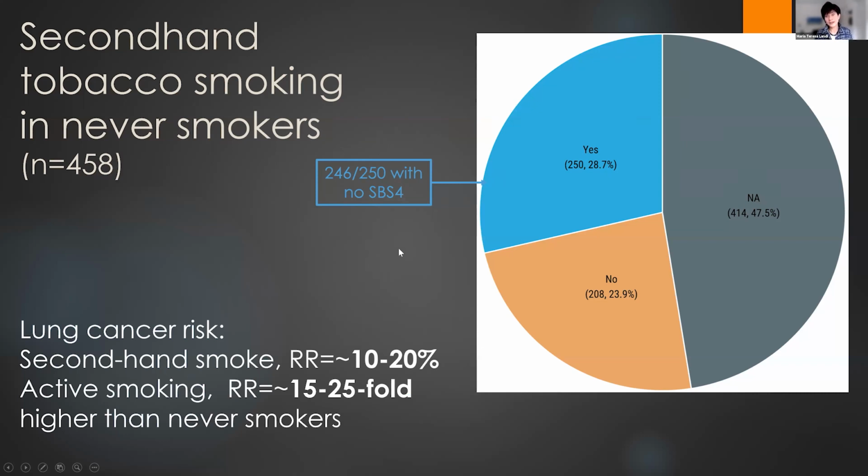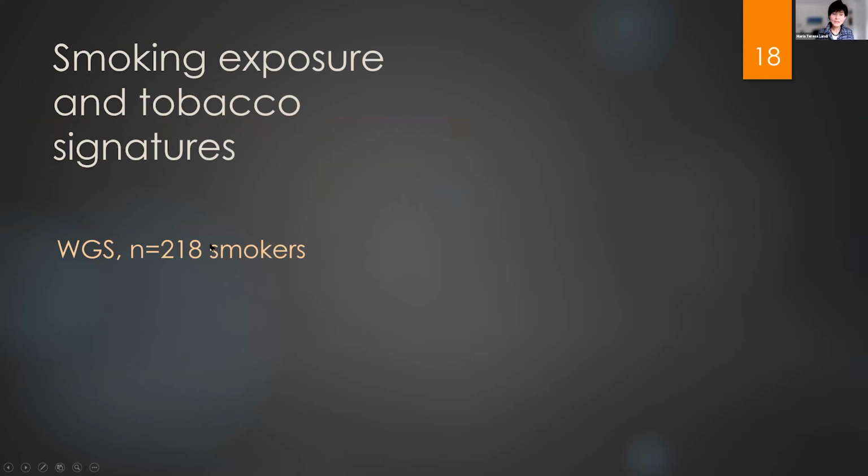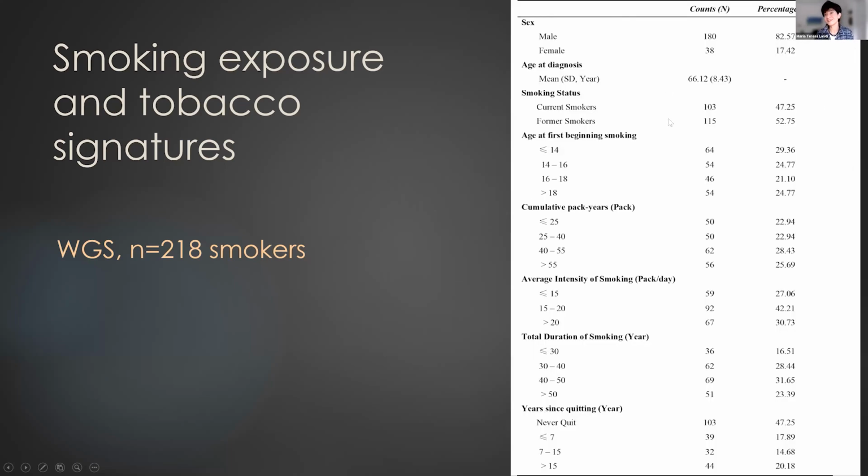Now, given that we also had smoking cancers, we wanted to test how the signature captures different levels of exposure to tobacco smoking. So we relied on over 200 cancers from smokers, and they were quite well distributed between current smokers and former smokers. And we had very detailed smoking exposure information and very balanced grouping according to different variables like age of first beginning smoking, cumulative pack-years, that is the combination of intensity and duration in years, and years since quitting smoking.